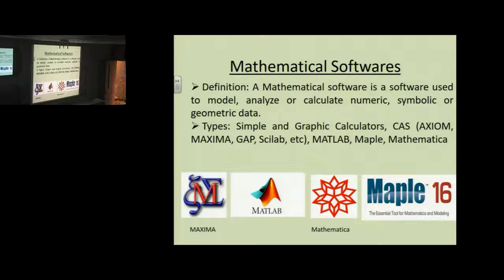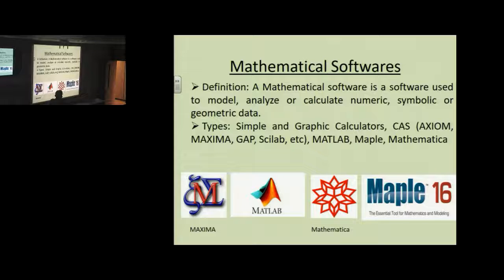Mathematical software. There are many software which are available in the market for use in mathematics. First of all, what is a software? A mathematical software is a software which can be used to model or analyze, calculate numeric, symbolic, and geometric data. Any software which has any of these abilities, we call it a mathematical software.